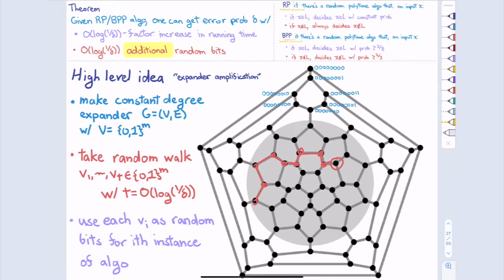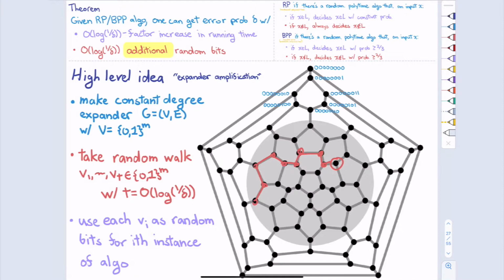So the immediate trade-off is that I need m bits to pick my first vertex and then only a constant number of bits to choose each subsequent vertex, for each subsequent step. So that's why you get m plus really the number of steps, which is log of 1/delta.